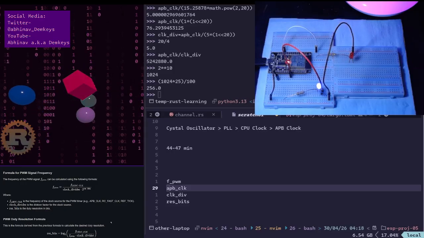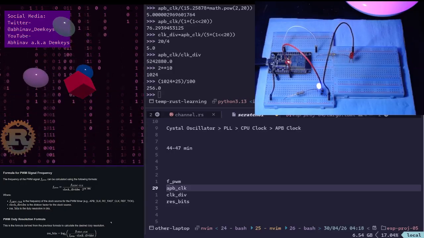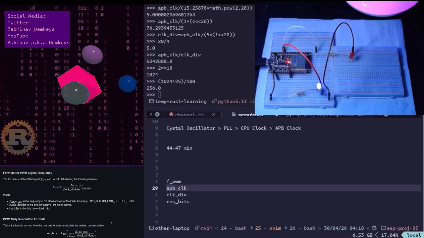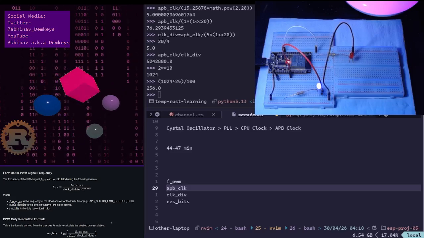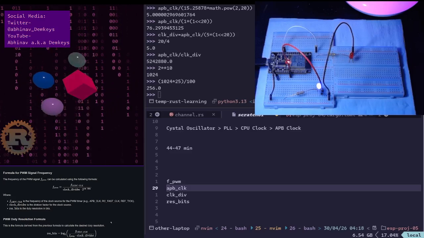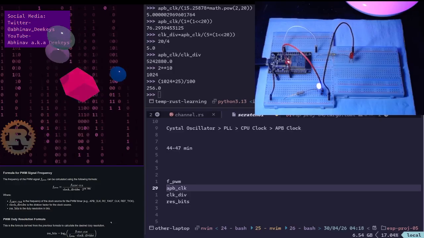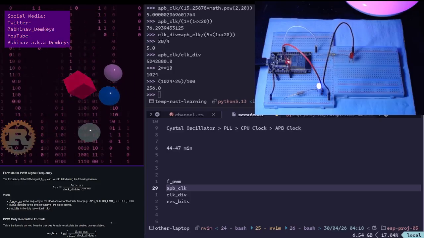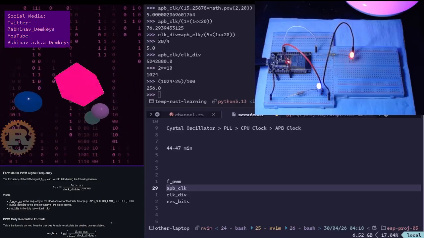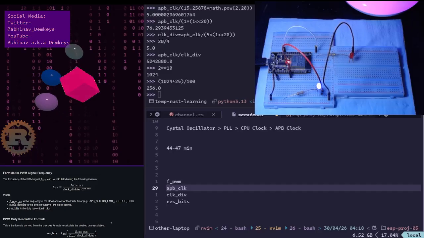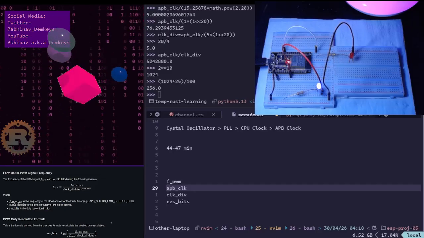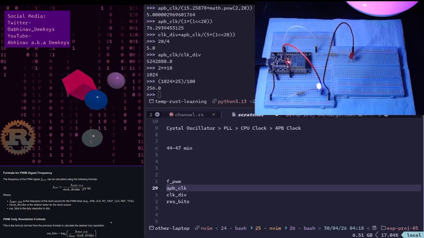But yeah, we cannot change the APB clock for the sake of this example. Or rather, the APB clock would be 80 megahertz. Let's say for the sake of this example, we cannot change what the clock source is going to be. So let's just call it a constant 80 megahertz.